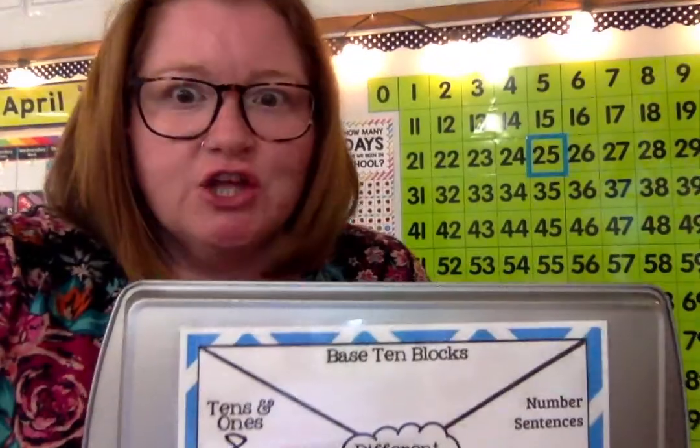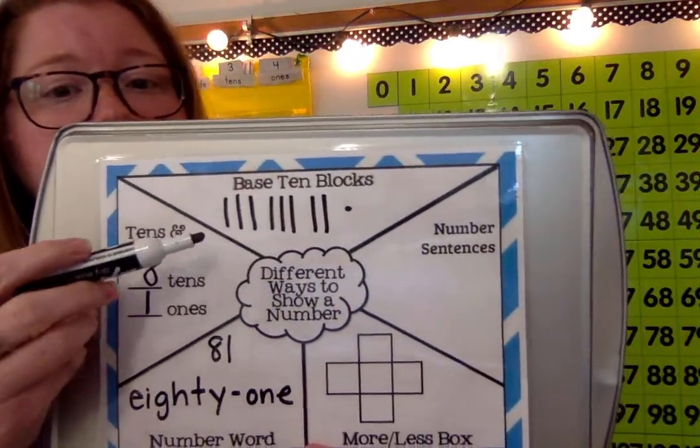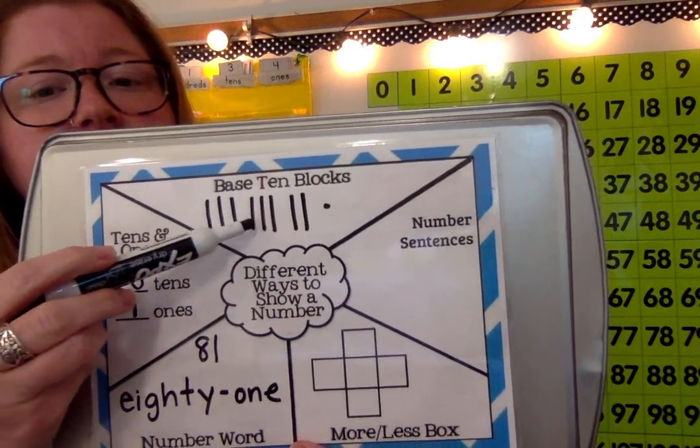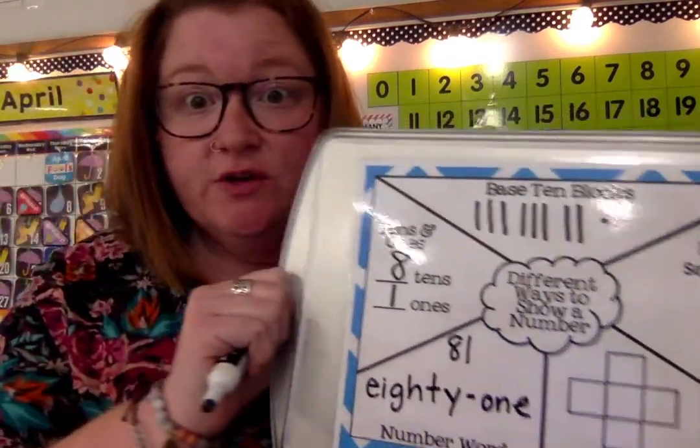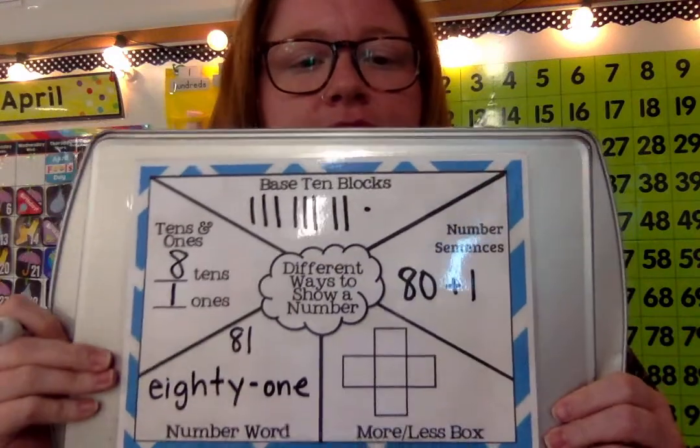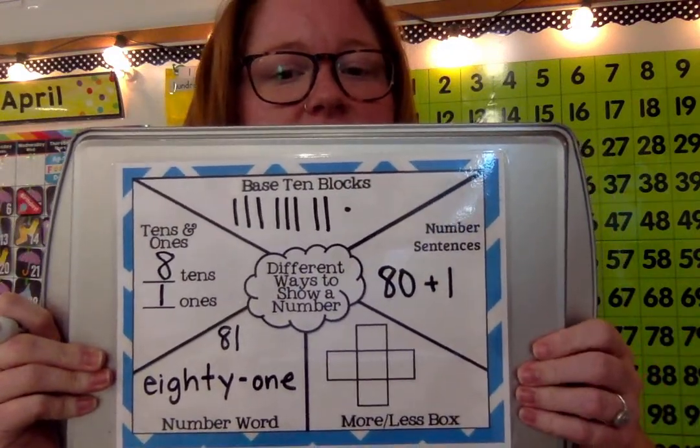Okay, now can you show it with your base 10 blocks? How would we represent that with base 10s? I'll give you about 10 more seconds. 81. If I forget, I can always count by tens, right? 8 tens, 10, 20, 30, 40, 50, 60, 70, 80, and 1 more. So if we want to do that in expanded form, we do 80 plus 1 would be our expanded form number sentence.